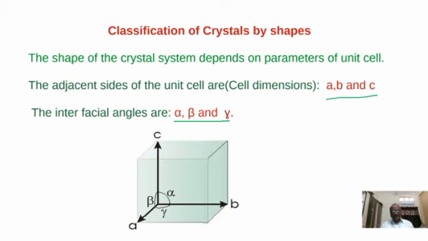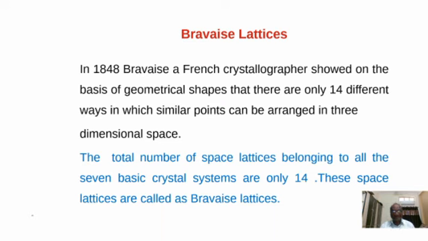For example, in the case of the cubic system, A is equal to B is equal to C, and alpha is equal to beta is equal to gamma. Here you can see the intercept on the x-axis is A, on the y-axis it is B, and on the z-axis it is C. These are the interfacial angles alpha, beta, and gamma. Depending on these parameters, the shape of the unit cell will depend. Based on these, now we can discuss the Bravais lattices.